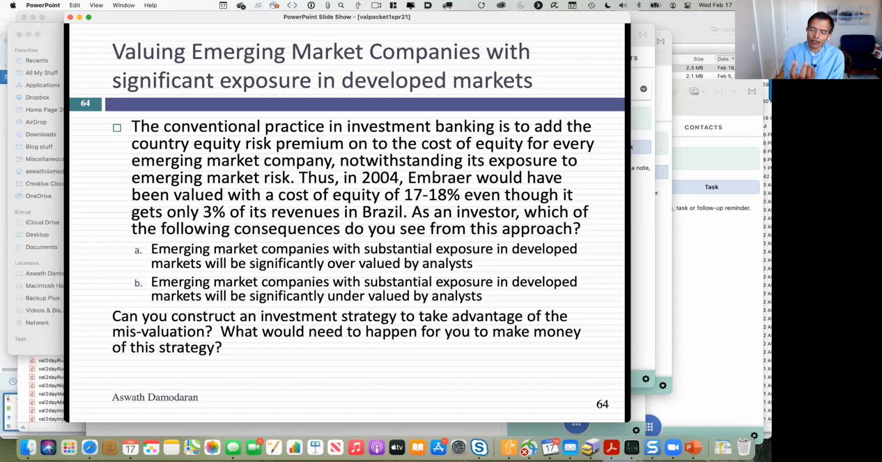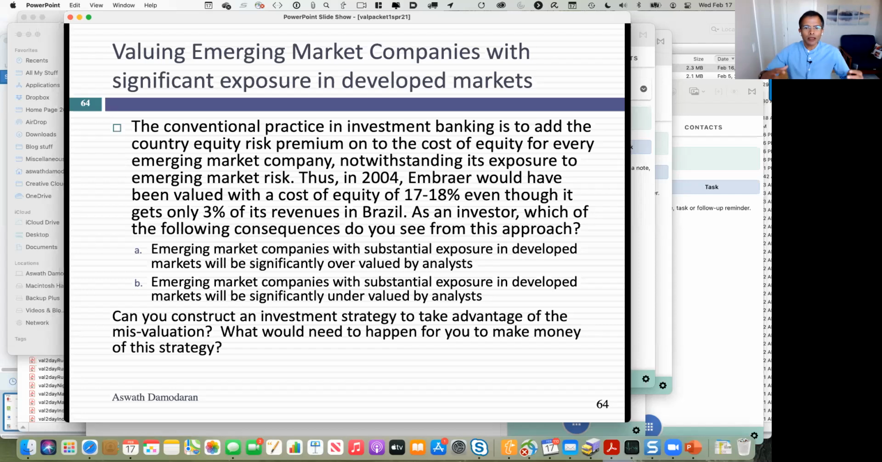Is there a way you can take that view of the world and convert it into an investment strategy? In fact, let me give you two very specific strategies. You tell me which one would make sense given your point of view, which is that risk premium should reflect where you do business, not where you're incorporated. Will it be that emerging market companies with significant exposure in developed markets will be overvalued by analysts or undervalued by analysts, given that they're using just the country risk premium for every company? Companies like Embraer and TCS, will they be under or overvalued by analysts? Anybody want to give that a shot?